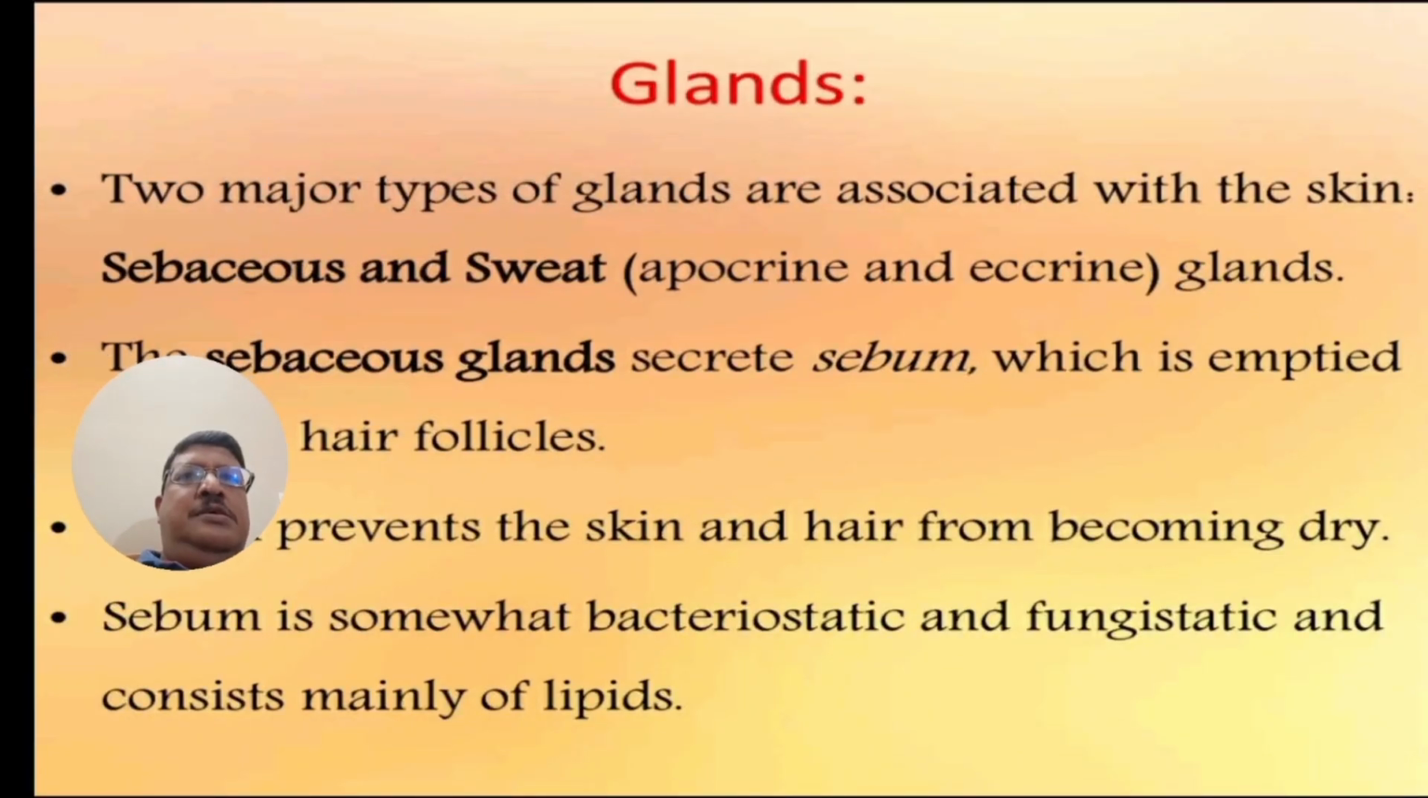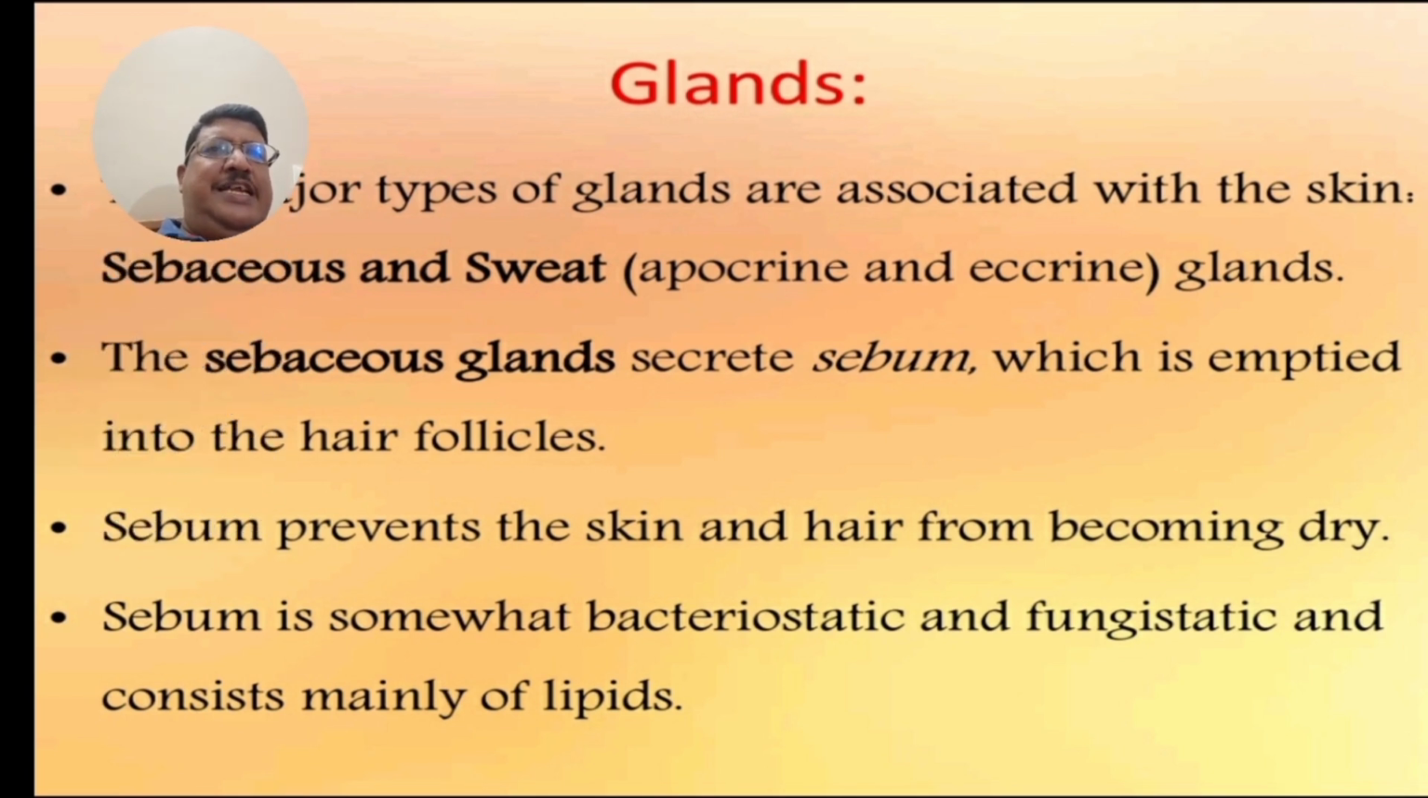Glands. Two major types of glands are associated with the skin: sebaceous and sweat glands. The sebaceous glands secrete sebum, which is emptied into the hair follicles. Sebum prevents the skin and hair from becoming dry. Sebum is somewhat bacteriostatic and fungistatic and consists mainly of lipids.